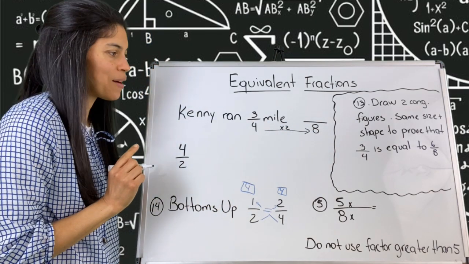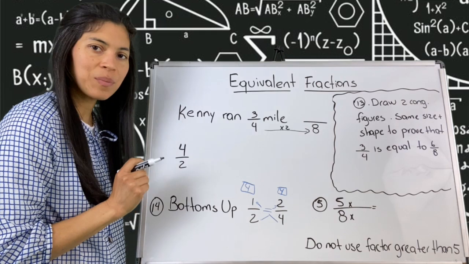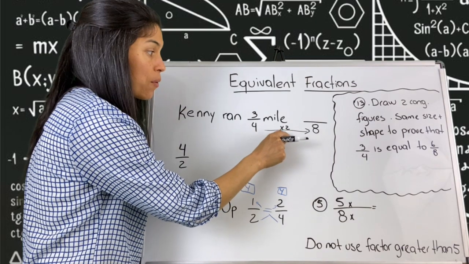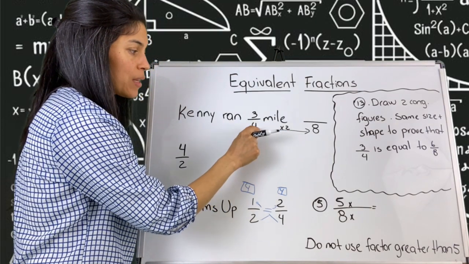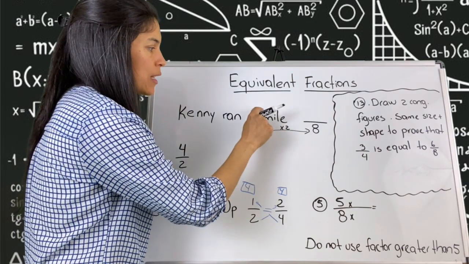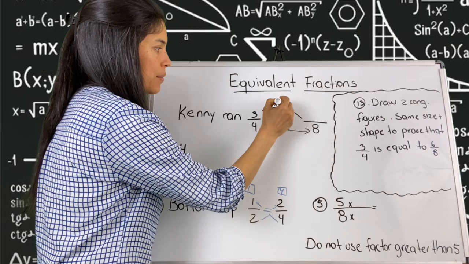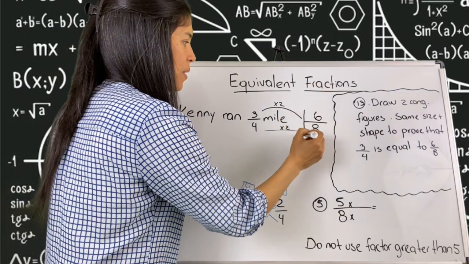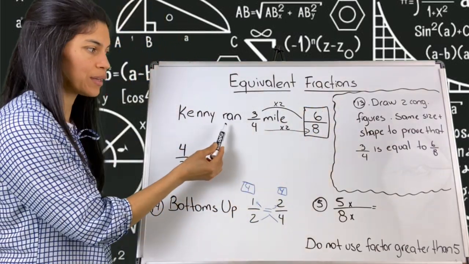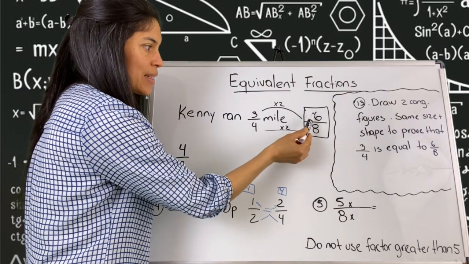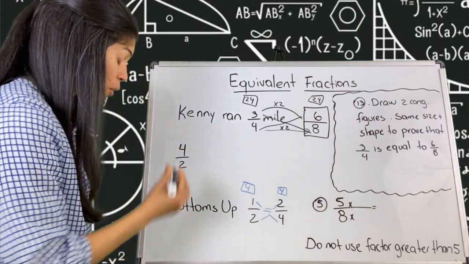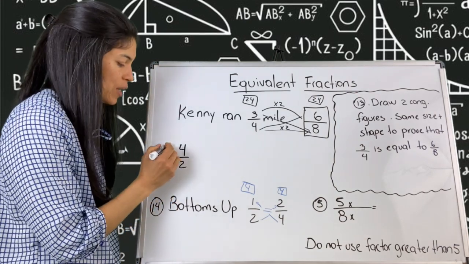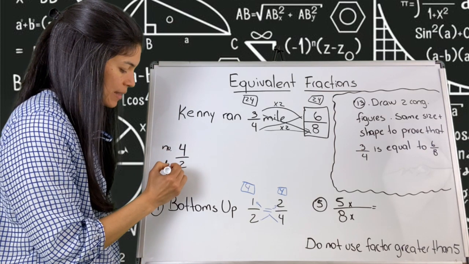So something that we are going to learn today is that to make equivalent fractions, we have to multiply by the same factor, both numerator and denominator. So if the denominator was multiplied by 2, let's multiply the 3 times 2. And 3 times 2 is 6. An equivalent fraction for the amount that Kenny ran, 3/4 of a mile, is 6/8. So whenever you want to make an equivalent fraction, just multiply both numerator and denominator by the same factor.